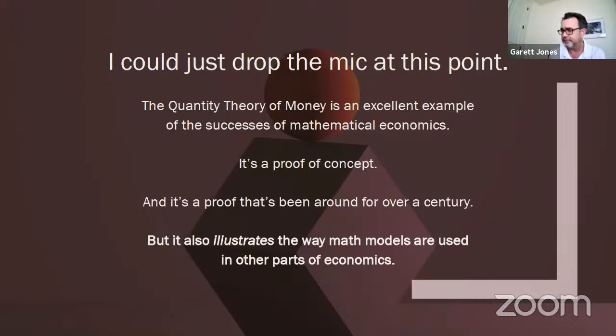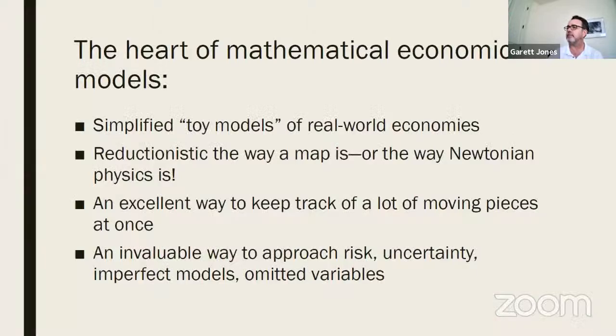It's been around for over a century. But this isn't just a one-off. This is something that applies in a lot of other cases. So this illustrates the way math models are used in other parts of macroeconomics. So here's a simplified story of the way mathematical models are used in macro. They're often simplified toy models of real-world economies. The quantity theory is a famously simplified total toy model of how the real world works. It's reductionistic. It simplifies things.